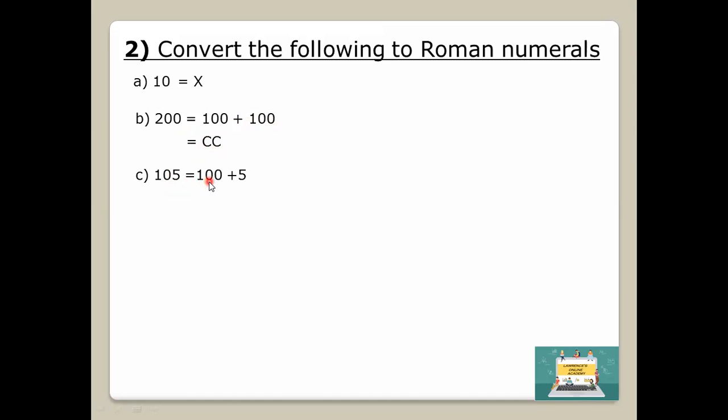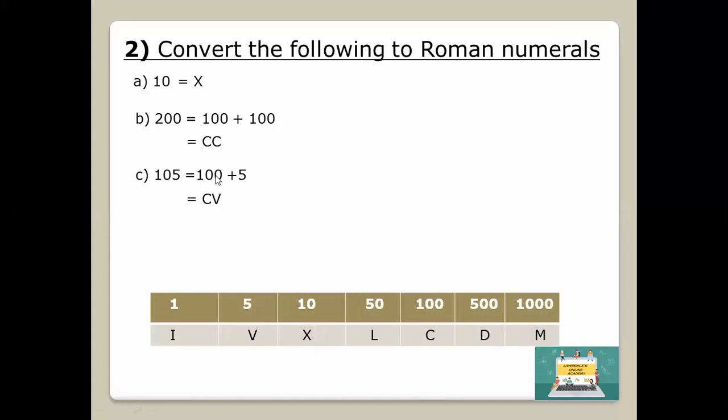105. It is written as 100 plus 5. So 100 is C, 5 is V. So it's CV. 105 equals CV. When you are asked to convert an Arabic numeral into Roman numerals, the first thing you have to do is expand that number and write it using the main numbers used to write Roman numerals: 1, 5, 10, 50, 100, 500, and 1000. These are the main numbers. Like you see, 200, we expanded and wrote 100 plus 100. And 105, we expanded it and wrote it as 100 plus 5.